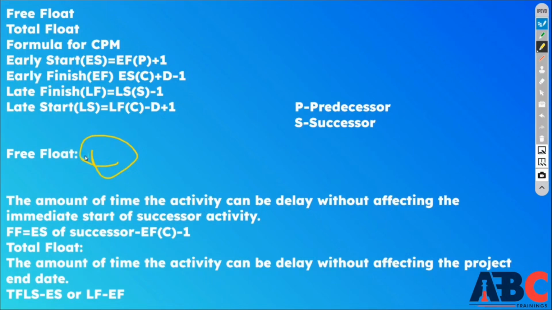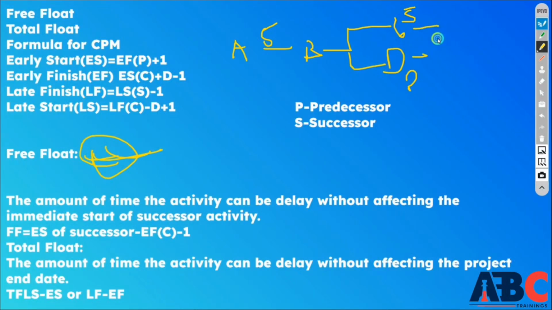What is free float? The amount of time the activity can be delayed without affecting the immediate start of the successor activity. Suppose A is an activity and B is an activity, and both have a duration of 5 days. Along with that, here is my C activity and D activity. This one is also 5 days, but this is 3 days. If I start this 3-day activity late by 1 day, it won't make any difference to my project, because you still have one extra day. So this will not have any effect.